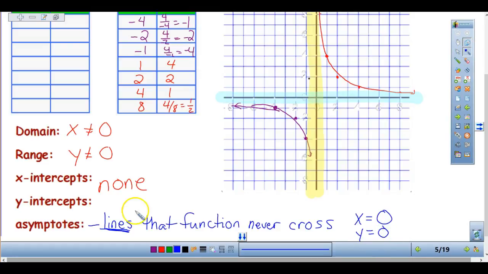So asymptotes are lines. It's what your functions, they're not imaginary because they actually do this, but it's that line that these can't cross. They're barriers. Okay? It's related to your domain and range. If you know your domain and range, you know your asymptotes, or vice versa. Okay?